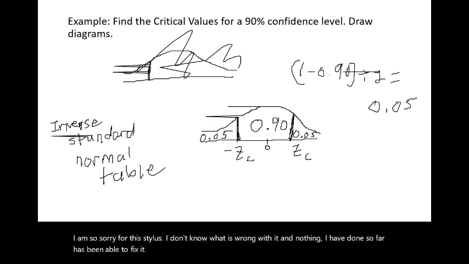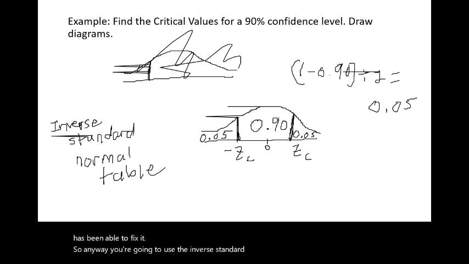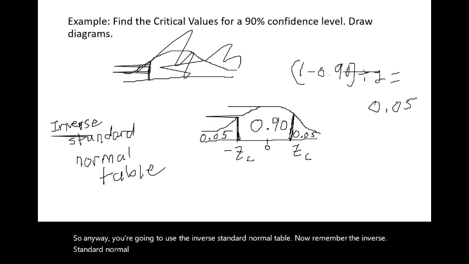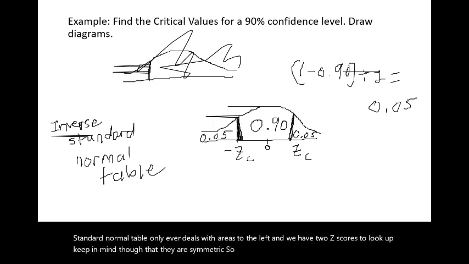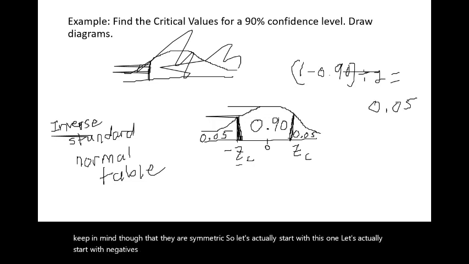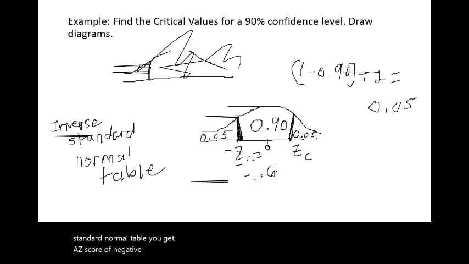Anyway, you're going to use the inverse standard normal table. Now remember, the inverse standard normal table only ever deals with areas to the left. And we have two z-scores to look up. Keep in mind, though, that they are symmetric. So let's start with negative zc. The area to the left of negative zc is 0.05. So if you look up 0.05 in the standard normal table, you get a z-score of negative 1.645. So negative 1.645 is negative zc. That is one of your critical values.